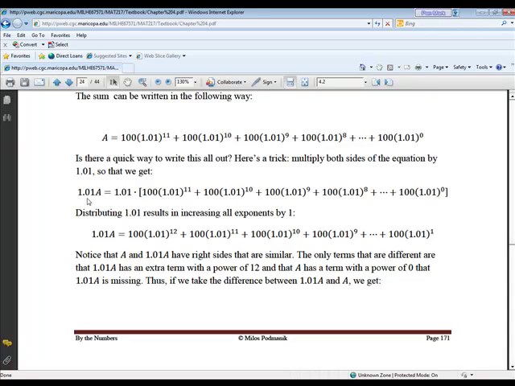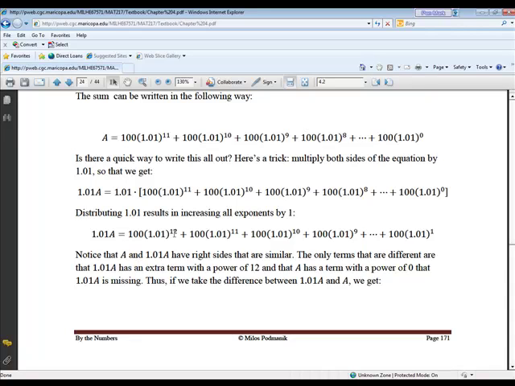Multiply both sides by the growth factor, which is 1.01. So you get 1.01a equals 1.01 times this side. You distribute that through, and all that happens to each of these terms is that the power goes up by 1. So 1.01 times 100 times 1.01 to the 11th becomes 100 times 1.01 to the 12th, and all these in descending order.